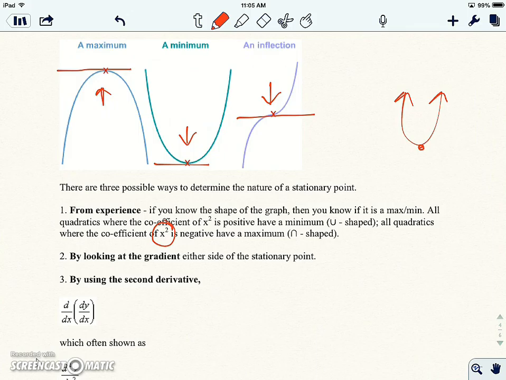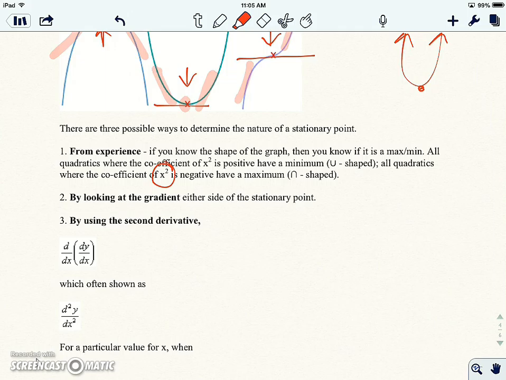Okay? The other is by looking at the gradient on either side of the stationary point. So I can maybe look at the slope over here, and this would be positive. Slope over here, this would be negative, which would make it a maximum. Or if this was negative and then this is positive, it would make it a minimum. Or if they were both the same, it would make it an inflection. Okay? And then the third is by using the second derivative, which is what this section is all about.